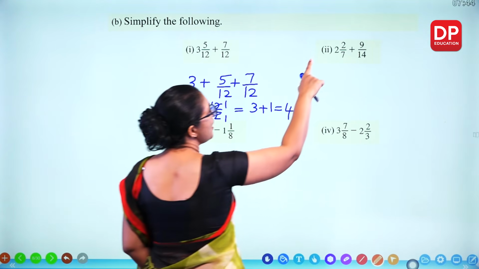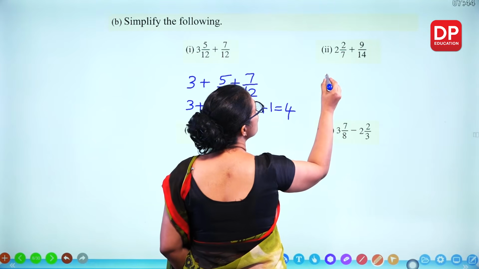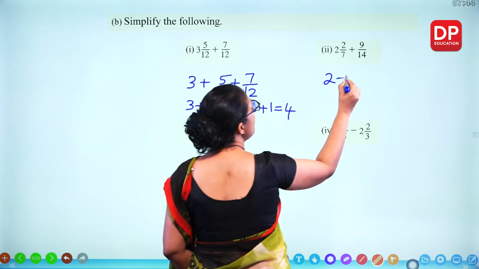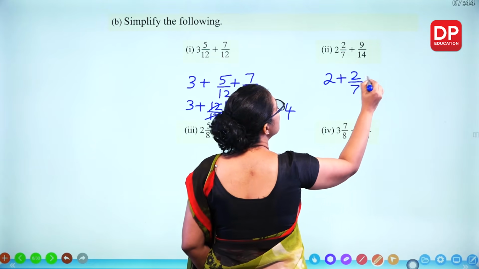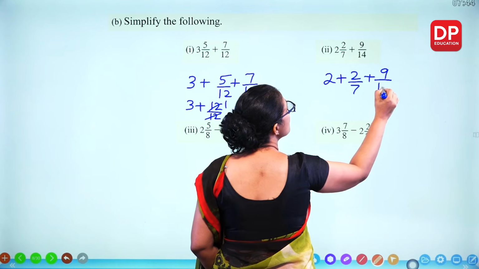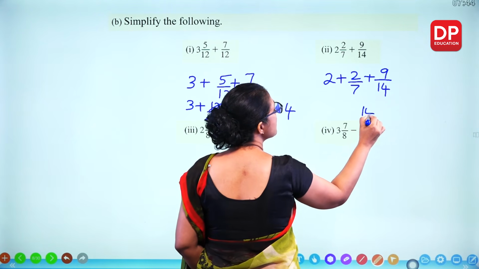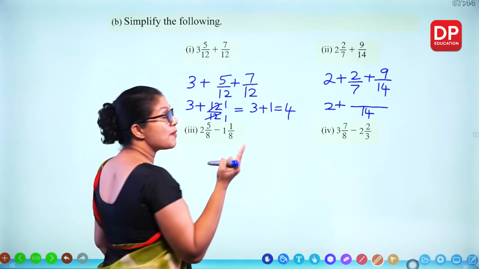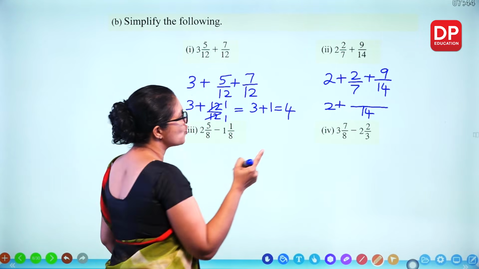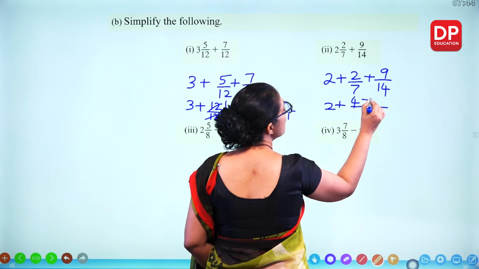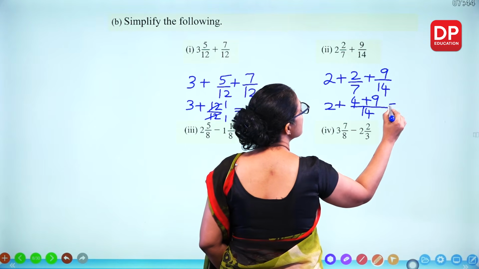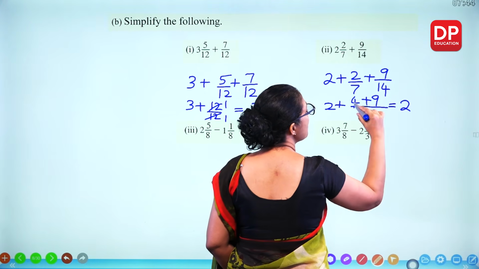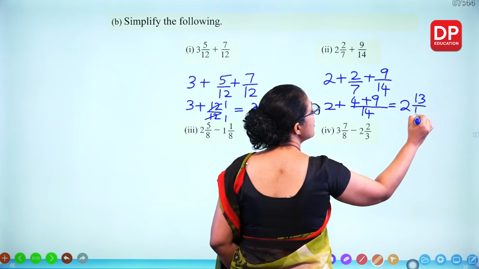This one, whole numbers, 2 and nothing, so 2. Now convert to the same denominator. So 7 and 14, 14 is the common denominator. That means 7 times 2, 2 times 2, 4. 4 plus 9. So you get 2 and 9 plus 4 is 13 over 14.